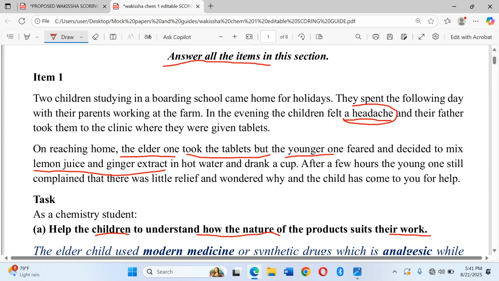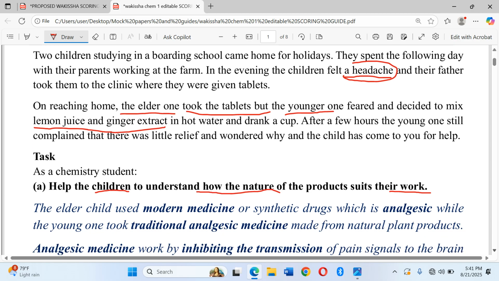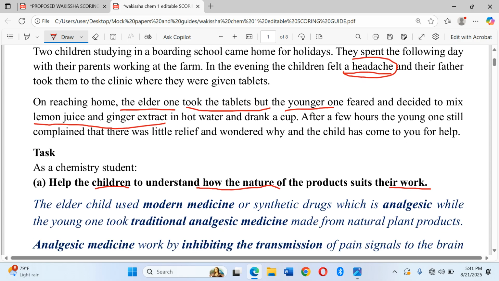So one person is using the modern, the elder, and the younger is using the traditional. But now, one thing which is in common is that all the two are using analgesic medicines. Are you seeing that? So, in simple terms, if we are to categorize this, we can say the elder child used modern medicine or synthetic drugs, which is the analgesic, while the young one took traditional analgesic medicine.